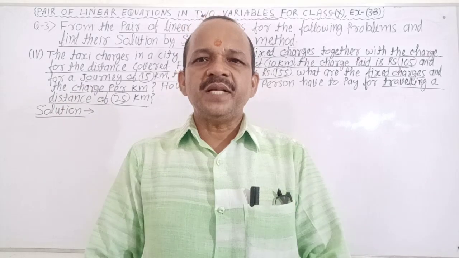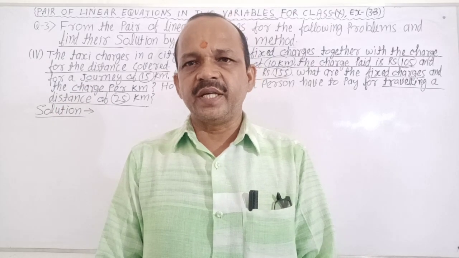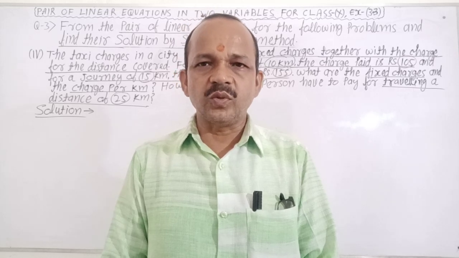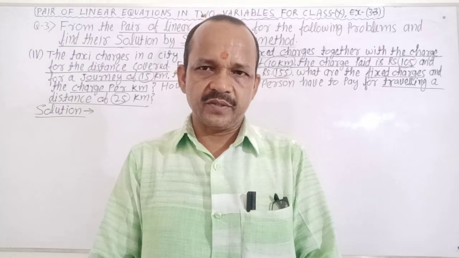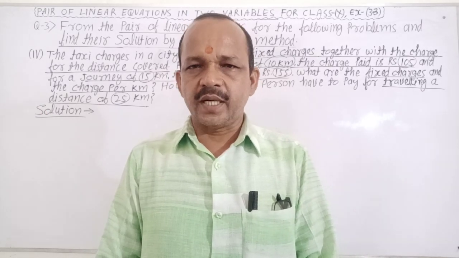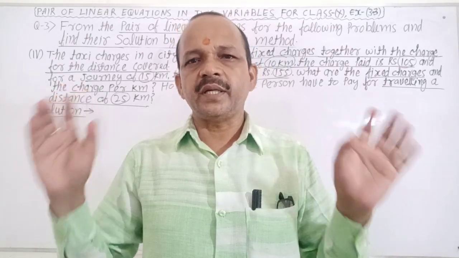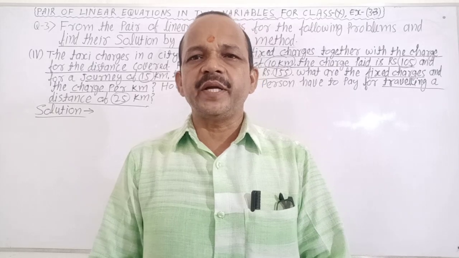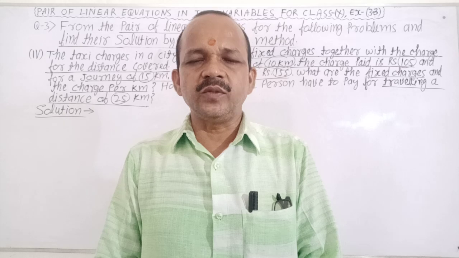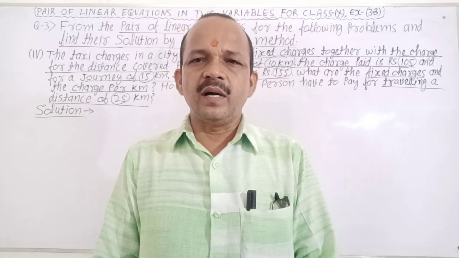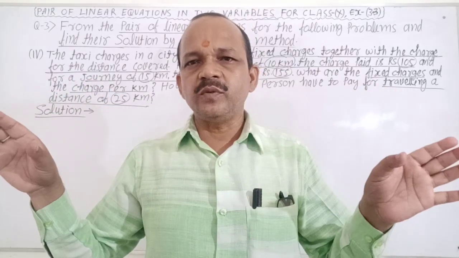Very good. Firstly I want to describe the form of pair of linear equations in two variables, because you can ask me what is the form of pair of linear equations in two variables. It is new for you, so you can ask easily. Very good. a1x plus b1y plus c1 equal to 0 and a2x plus b2y plus c2 equal to 0. It is the form of pair of linear equations in two variables.